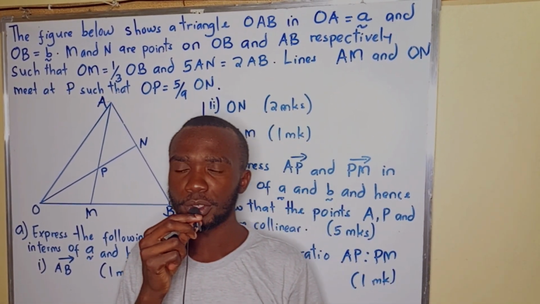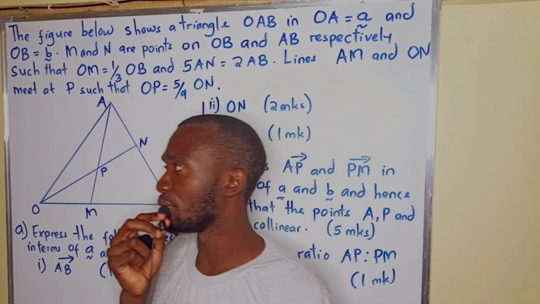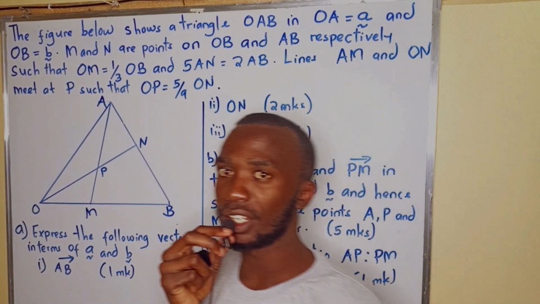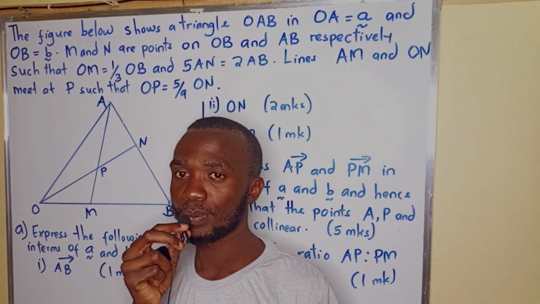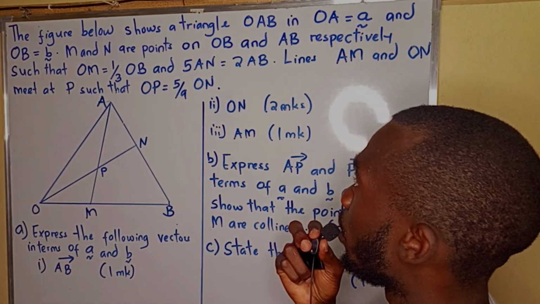In this tutorial, I'm going to teach about the vectors question that I was sent by one of my students. I'm going to talk about this question, which is in the chapter of vectors, that is Form 3 work. Now the question reads: the figure below shows a triangle OAB.